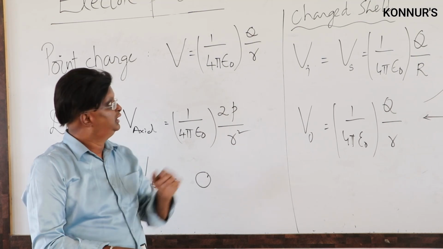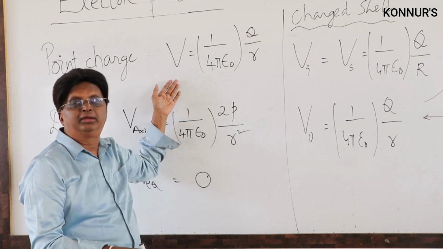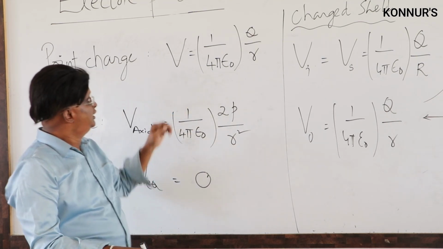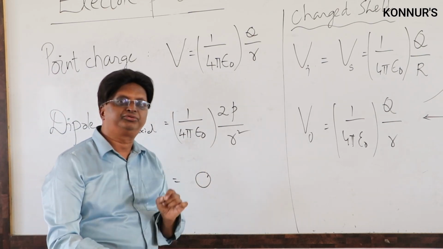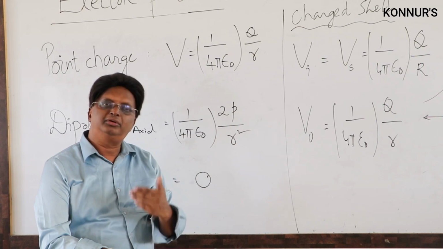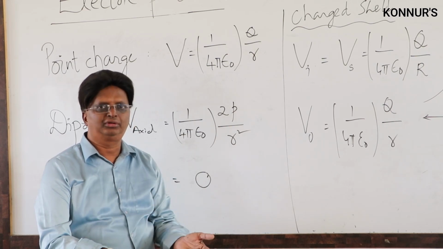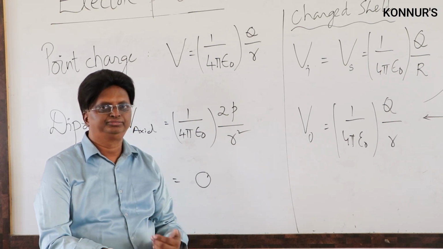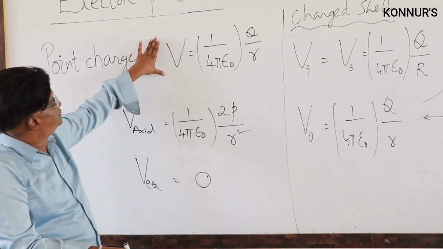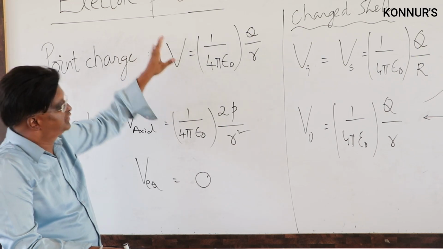Whereas in the case of potential, which is a scalar quantity, potential due to positive charge is positive, potential due to negative charge is negative. Positive potential means higher potential, a relative term. Negative potential means lower potential. So potential due to positive charge is positive, negative charge is negative.